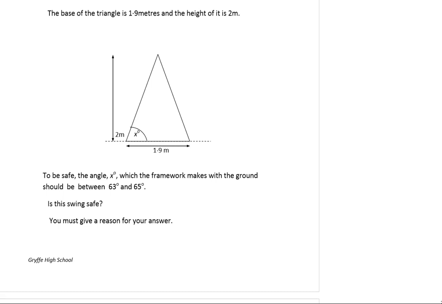Hi, this is the last video. I'll do two slightly more difficult questions on trig, just to get you thinking, and that's the end of the graph booklet. So this question is asking us about a swing set.